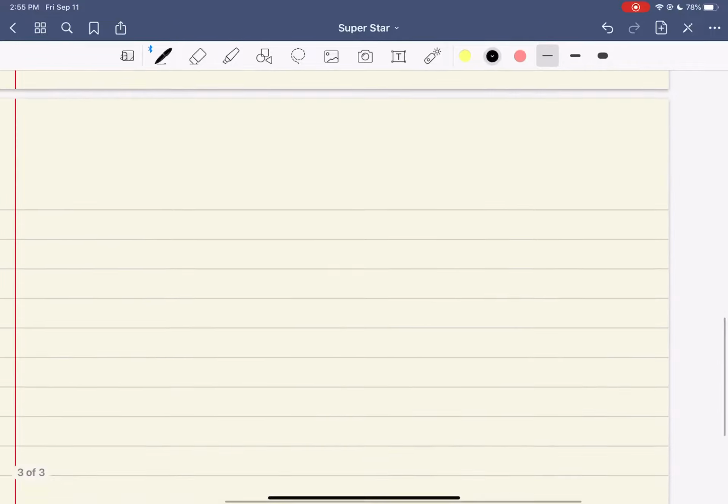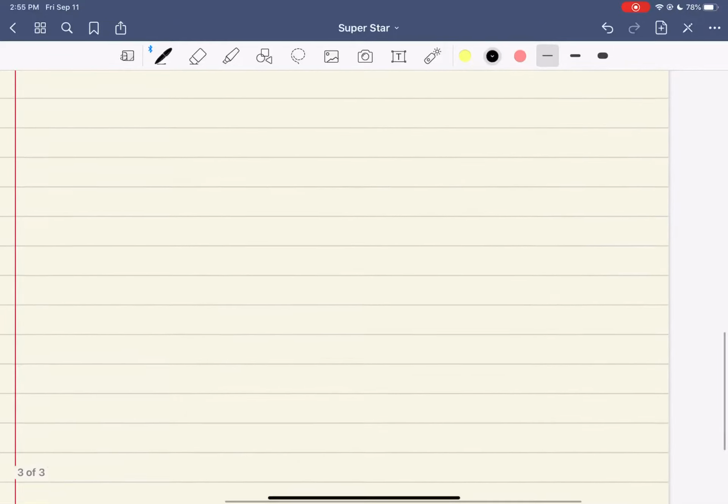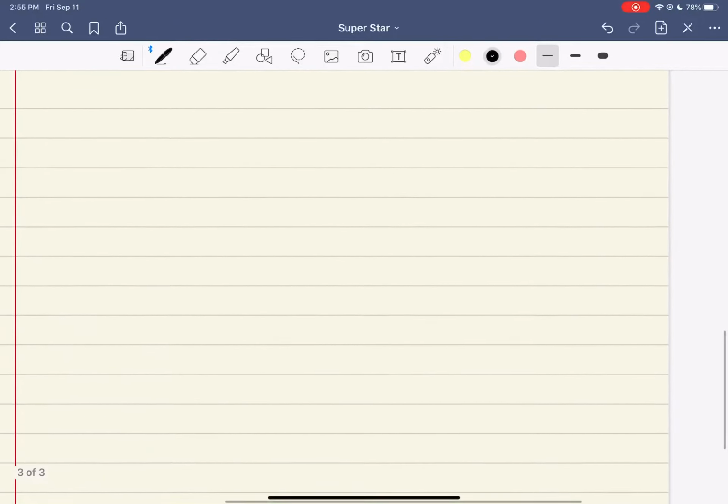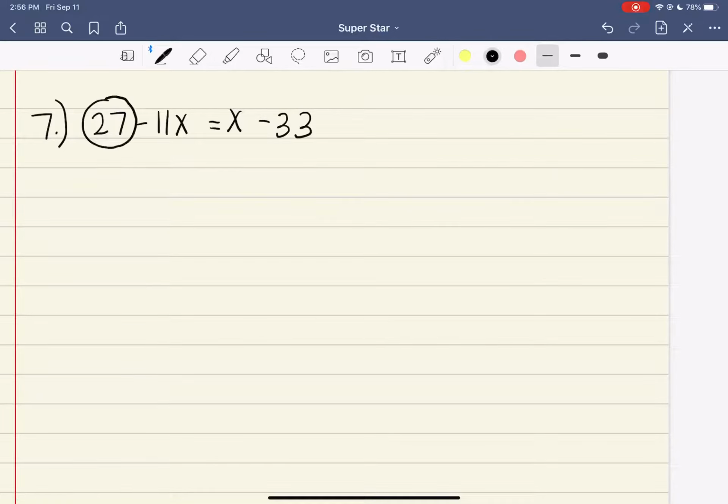All right, new page. We're on to number 7. Number 7 reads 27 minus 11x equals x minus 33. So we're going to circle, box, draw a line on the equal sign, box, and circle.